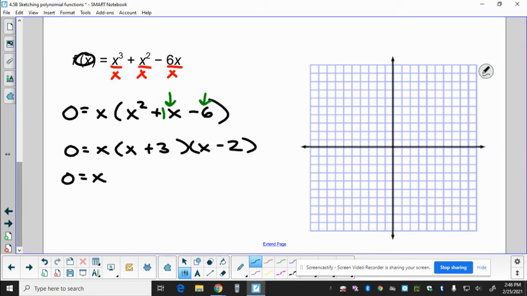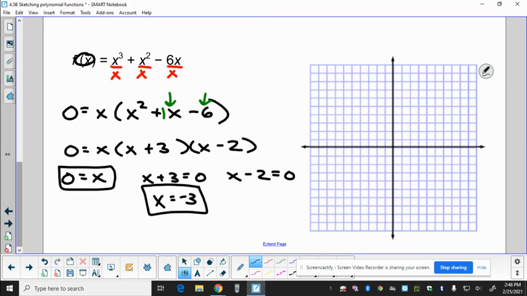0 equals x. x plus 3 equals 0. x minus 2 equals 0. All of these are single solutions. There's that one. Take away a 3 from both sides. That, add 2. Okay, we've got our 3 x-intercepts. Let's plot them. -3, 0, and 2.